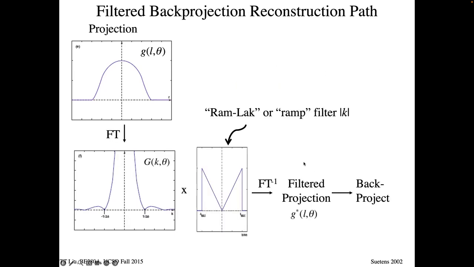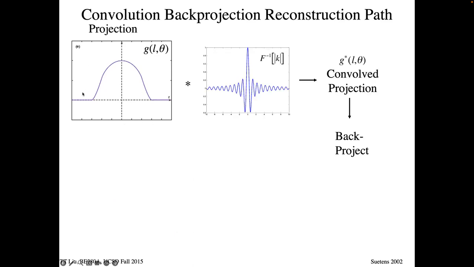The alternative way of doing it is in space. When we go back to space, we take our original G_L theta and convolve it with the inverse Fourier transform of K. It looks like this. So now I have a convolved projection to back project. You can do it either way.